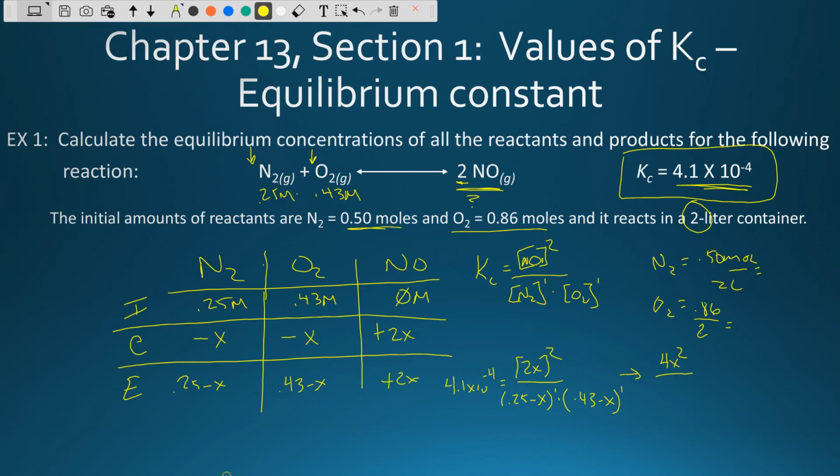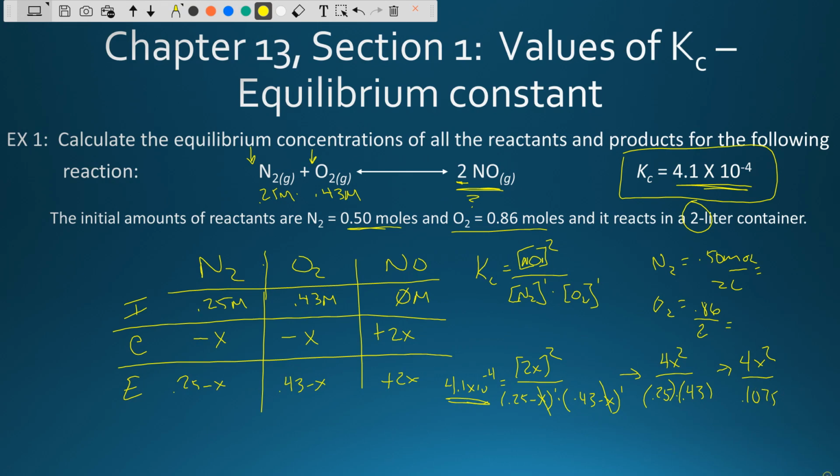If K is very, very small, I can ignore my x. In other words, I can cancel it out. And so this becomes 0.25 times 0.43. Obviously, you're going to be seeing later on in this unit what happens if I can't ignore it. But you can see we're going to distribute that out, and we're going to have to use our quadratic formula and all those things. Okay, so this ends up being 4x squared over 0.1075. So remember, those all equal 4.1.